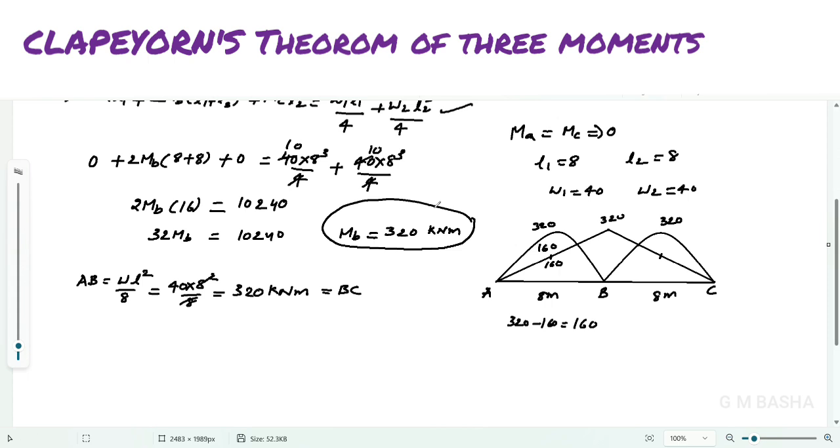Similarly, here also the average of 320 will be equal to 160. So again you can remove this 160 from that 320. You will get around 160 kilonewton meter only. So this is how you can find out the net bending moment diagram value.